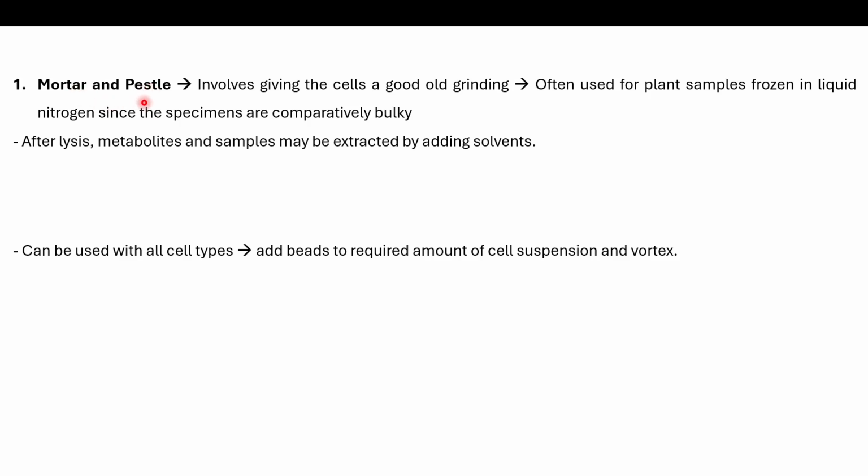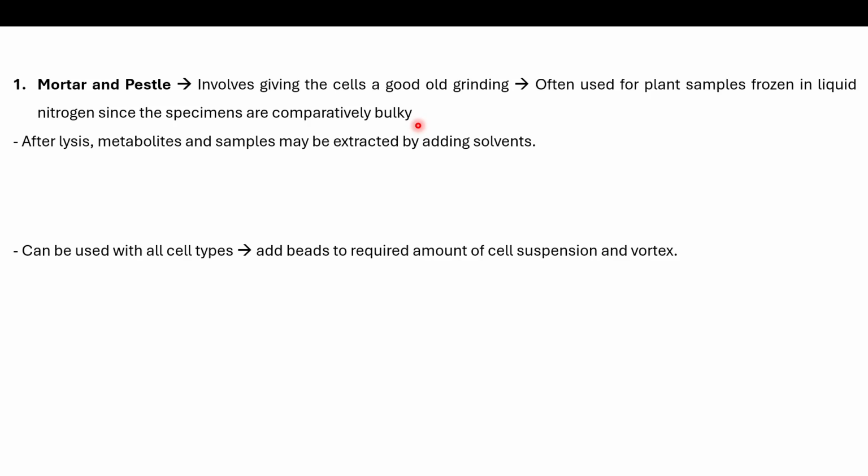One is the simple mortar and pestle, like we find in Indian kitchens, where you grind the complete cell mixture. It is often used for plant samples, frozen in liquid nitrogen, since the specimens are comparatively bulky. What usually happens in case of plants? Suppose you want to isolate genomic DNA from leaves. If you take a fallen leaf or pluck a leaf from a tree or plant, then crushing it won't be really feasible.